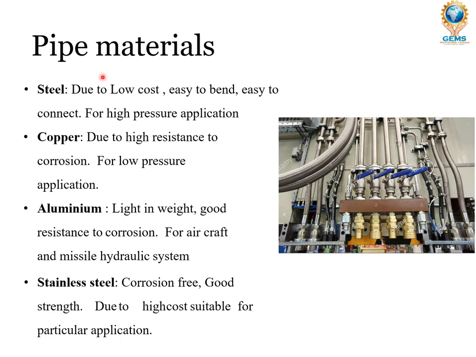What are the pipe materials we can use? We can use steel due to low cost, easy to bend, easy to connect and for high pressure application. We can use copper due to high resistance to corrosion and for low pressure application. We can go for aluminium because it is light in weight, has good resistance to corrosion, and is used in aircraft and missile hydraulic systems. We can go for stainless steel because it is corrosion free and has good strength, but due to high cost it is suitable for specific application.